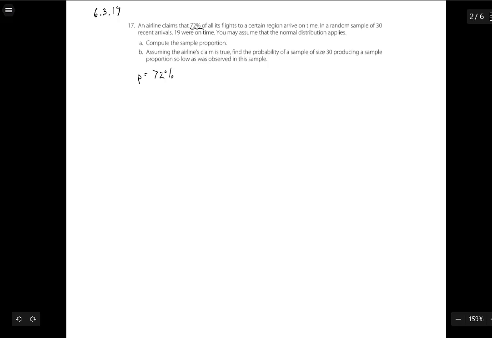So let's continue reading. In a random sample of 30 recent arrivals, so we have n because we have a sample size of 30. 19 were on time, so we have 19 out of 30, which is how many in that particular sample for that proportion. So if we look at that proportion, we can say that our p hat equals 19 divided by 30, or 0.6333, and on and on. Now I didn't do that in my head, I actually used a calculator on that one, so we'll go with that. It says we can assume the normal distribution applies.